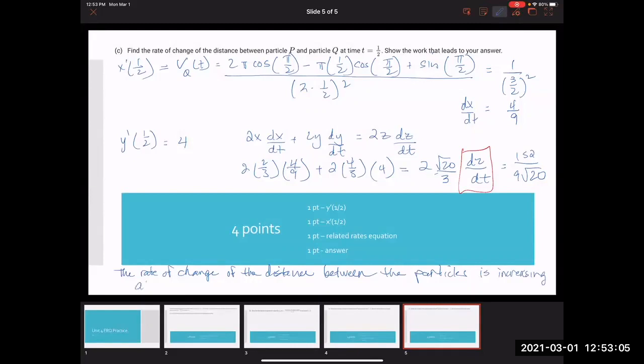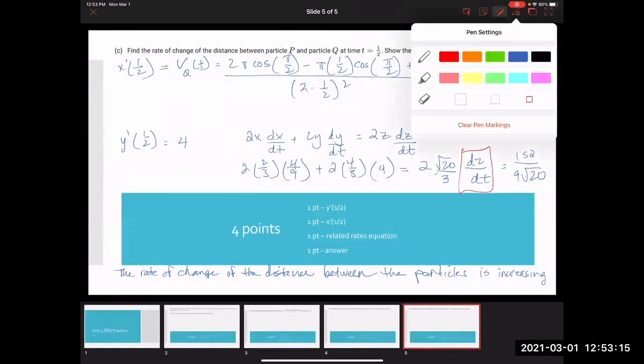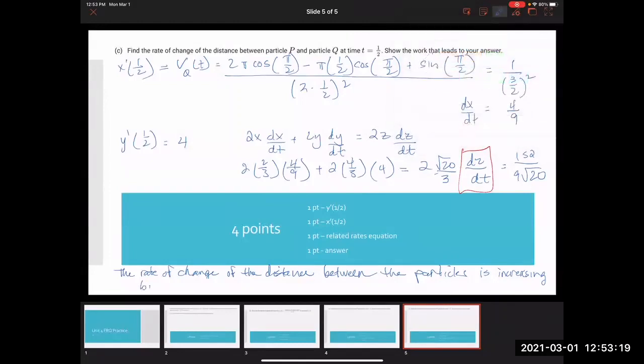Actually, since I already said rate, I don't want to say rate again. So you would want to say increasing by 152 over 9√20. And that's it. That's your answer.